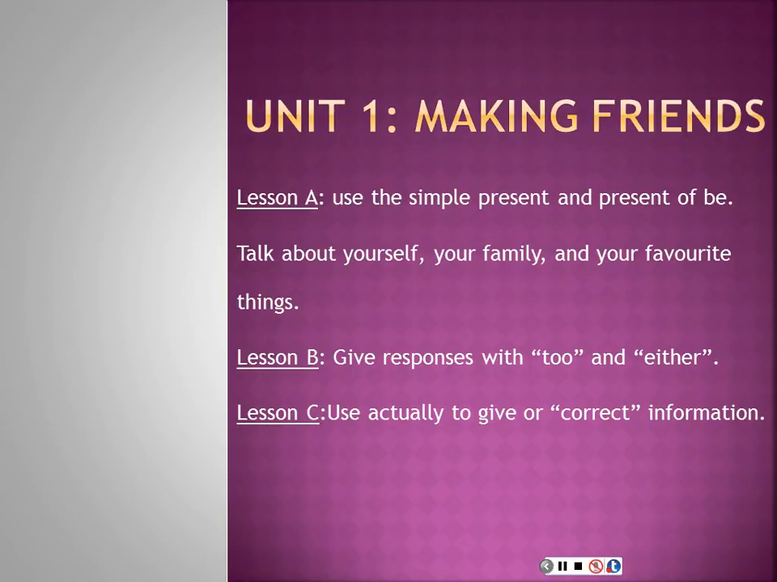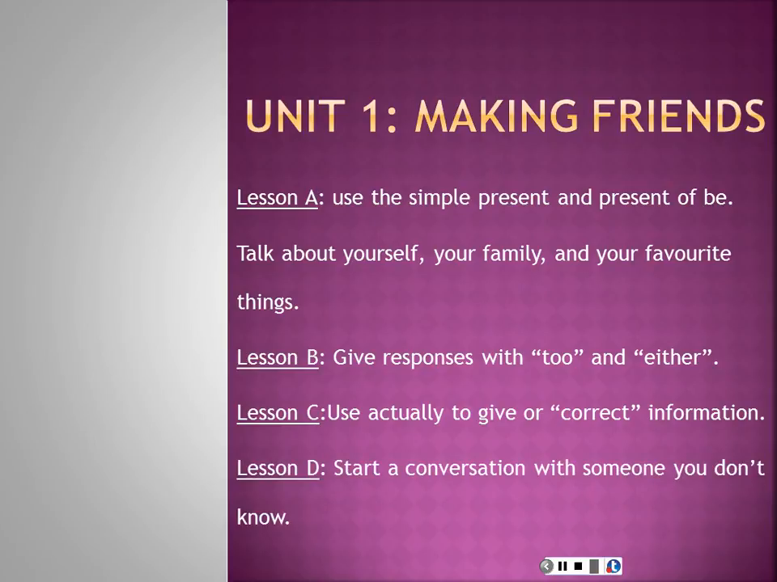كيفية استخدام كلمة actually في الحقيقة to give information، لإعطاء معلومات، or to correct information أو لتصحيح معلومات. So this is lesson C, this part of the lesson.